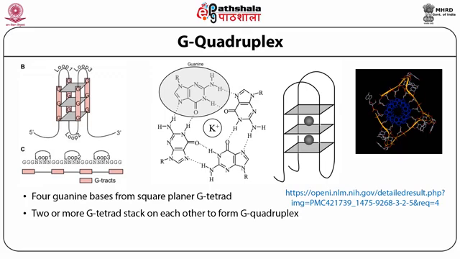Normally, in order to stabilize such a stacked quadruplex moiety, you need to have a stabilizing unit. Mostly it is a cation at the center which stabilizes this kind of G quadruplex structure.